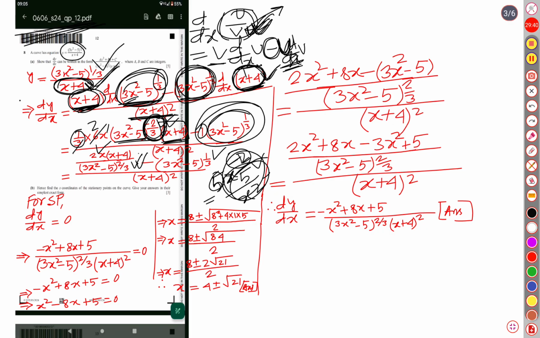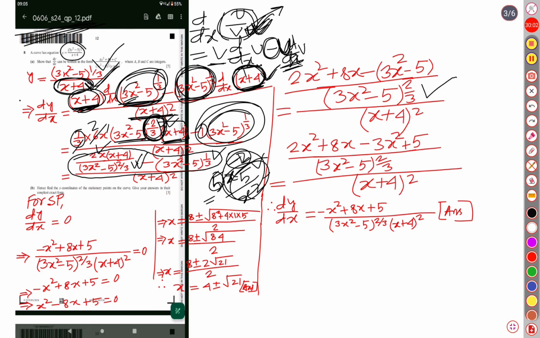So this is a composite function. First of all, we are going to simplify the whole numerator. From here to here, this is our numerator, and the denominator is this. If we divide by the same denominator, it will remain the same.